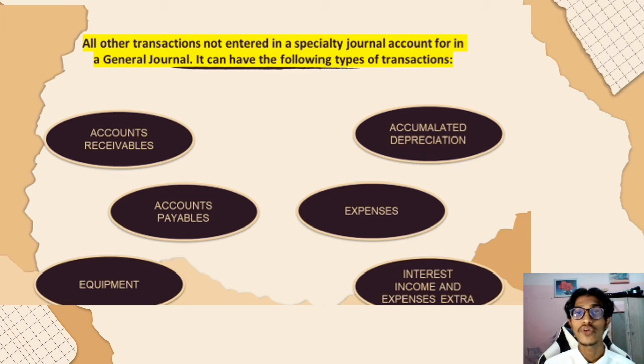It can have the following types of transactions: the first one is accounts receivable, second accounts payable, third equipment, fourth accumulated depreciation, fifth expenses, and lastly interest income and expenses.